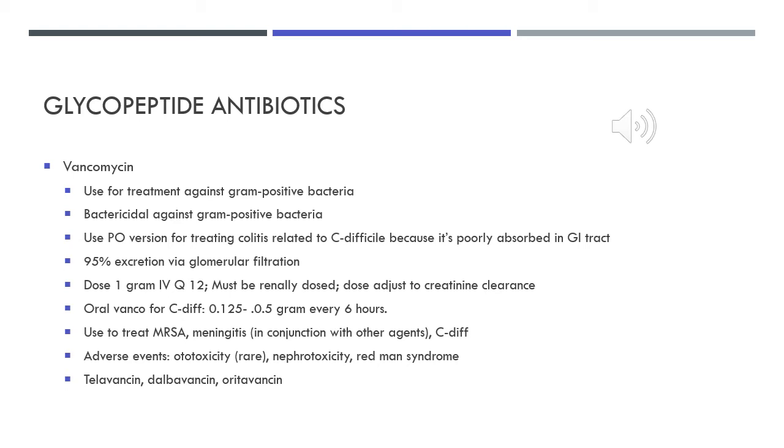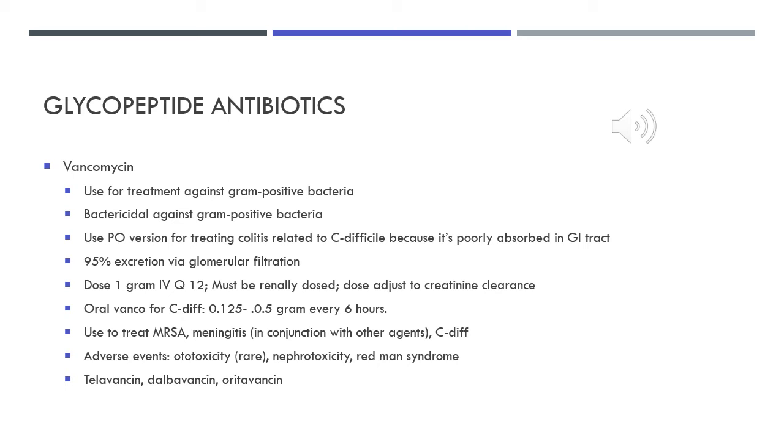oldie and a goodie. We use the oral version for treating colitis related to C. difficile because it's poorly absorbed in the GI tract. 95% excretion via glomerular filtration. So you know I'm going to say you need to renally dose it, and yes, that's the next sentence. Renally dose it and dose adjust related to the patient's creatinine clearance. We haven't talked a lot about what I mean when I say renally dose it, but that's what I mean. You're going to dose adjust to the creatinine clearance of the patient, looking at their labs.